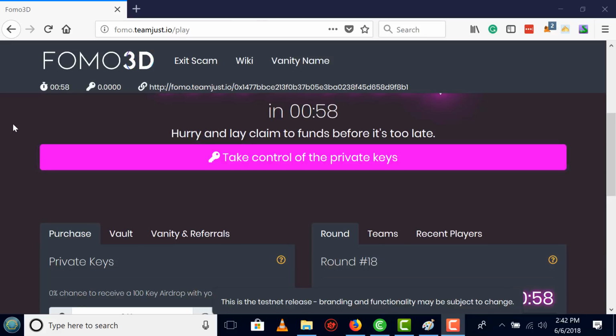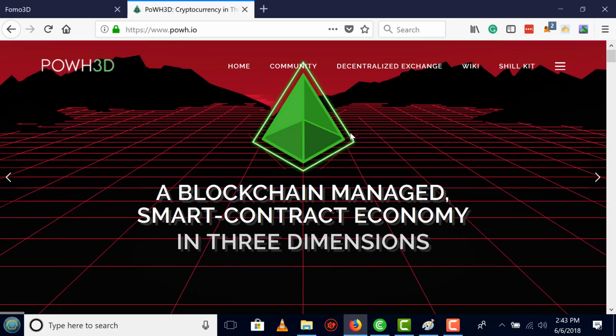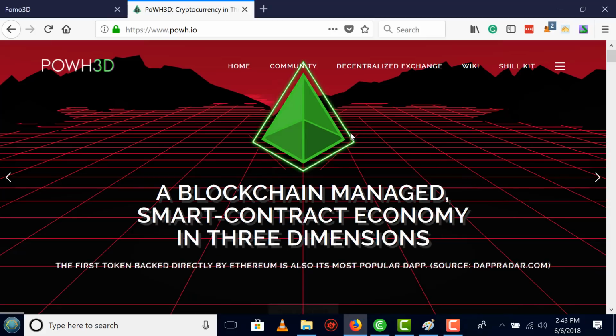First of all, Fomo3d is built in conjunction with, or on top of, P3d. So let me just show you that for a moment. Okay, so here's P3d, POH3d, Proof of Weak Hands 3D. First of all, let's understand the basics of Proof of Weak Hands. It's just a cryptocurrency token, an ERC20 token, which means that it's a token built on the Ethereum blockchain. Ethereum has the second largest market cap of all cryptocurrency, just underneath Bitcoin.